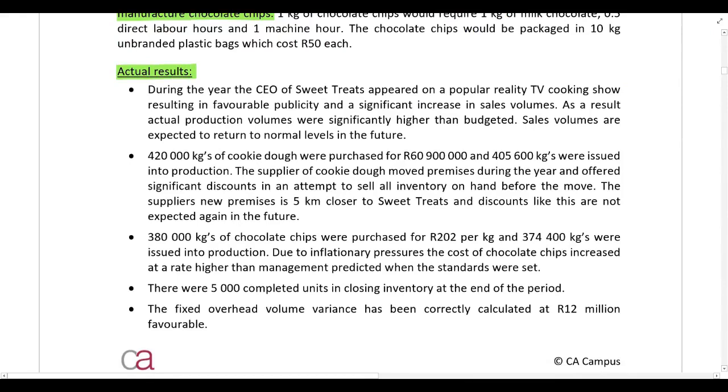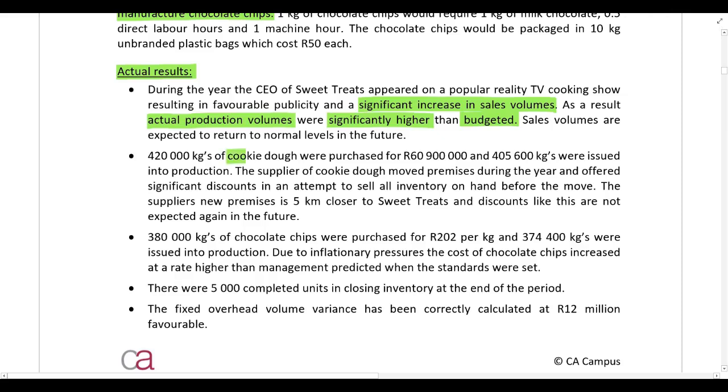During the year, the CEO of Sweet Treats appeared on a popular reality TV cooking show, resulting in favorable publicity and a significant increase in sales volumes. As a result, actual production volumes were significantly higher than budgeted. Sales volumes are expected to return to normal levels in the future.